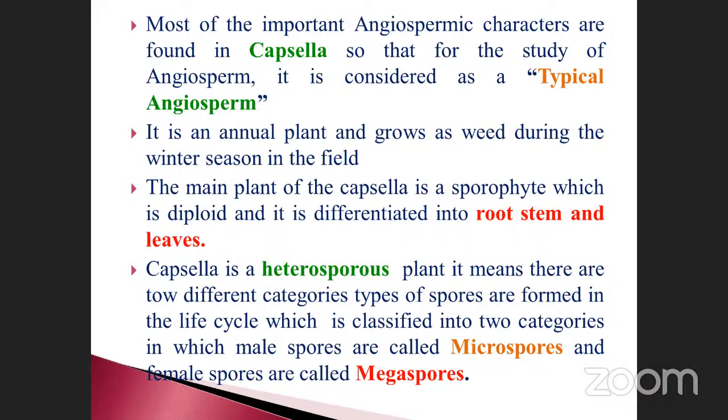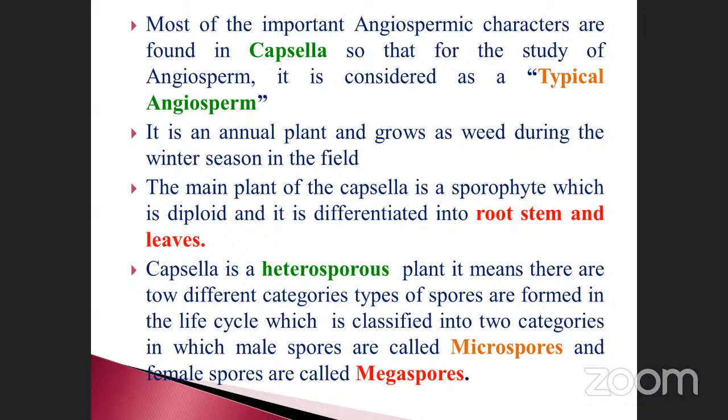Sporophyte is nothing but the plant body, which is diploid in nature, and it is differentiated into root, stem, and also leaves. We can easily differentiate which one is root, which one is stem, and which are leaves. So the sporophyte plant body is called diploid. They may ask the question: in a typical angiosperm like capsula, the plant body is called as what? Sporophyte. It is diploid in nature.